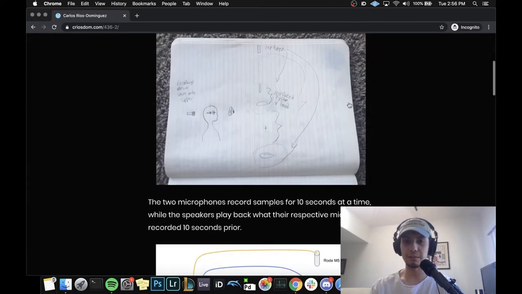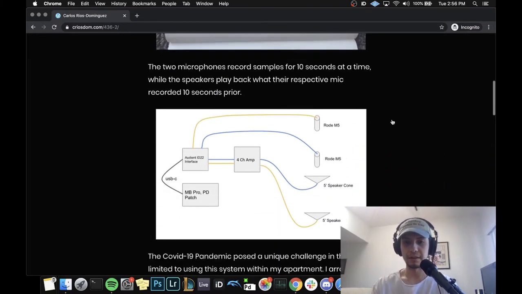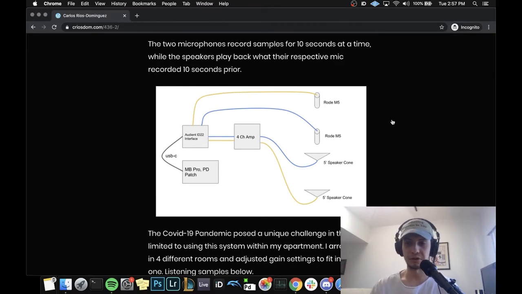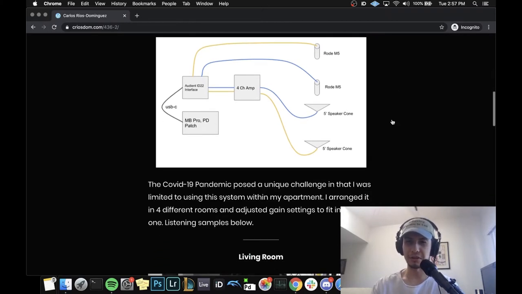And COVID actually provided a unique situation and challenge, where I was confined to my apartment. And so I worked and workshopped through that and decided I was going to use two ins and two outs, and I was going to install it in four different rooms of my apartment, just to highlight how these different ambiences and these varying levels of outside noise would affect it.